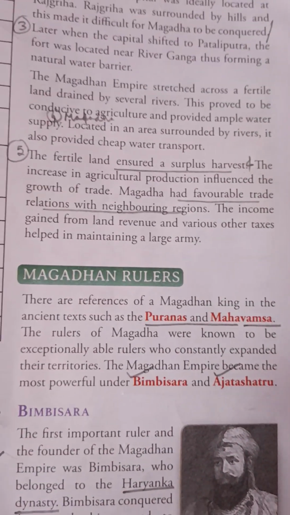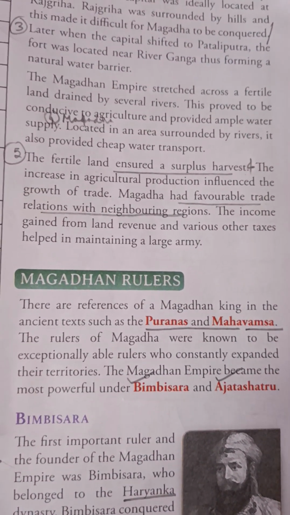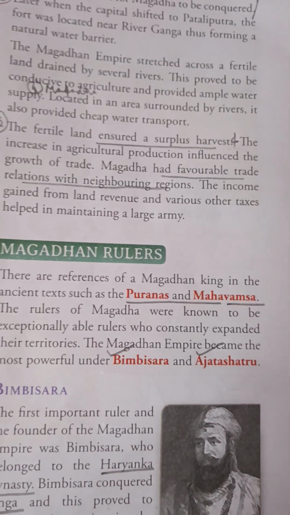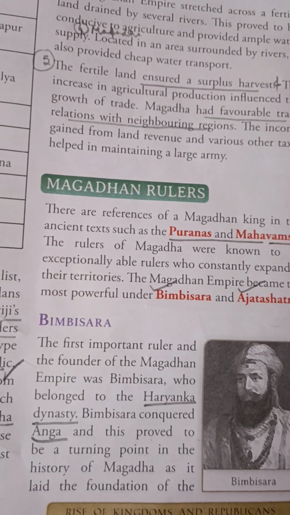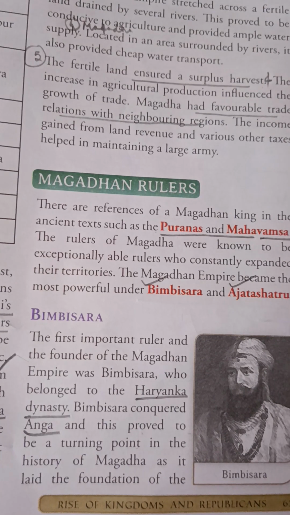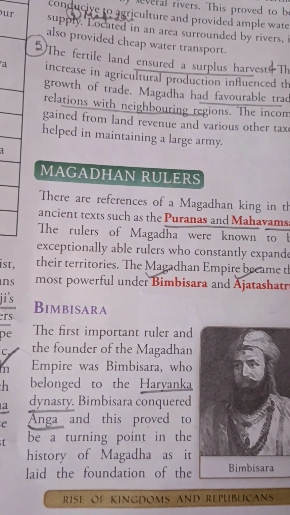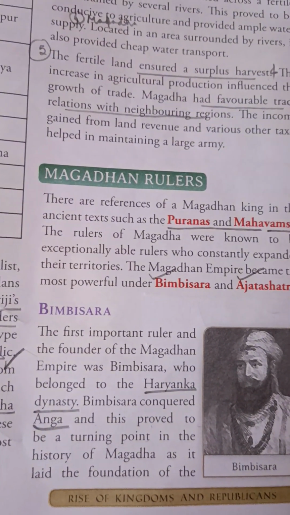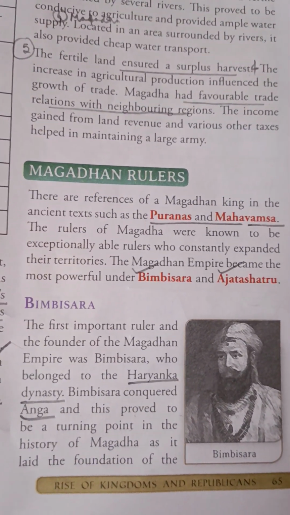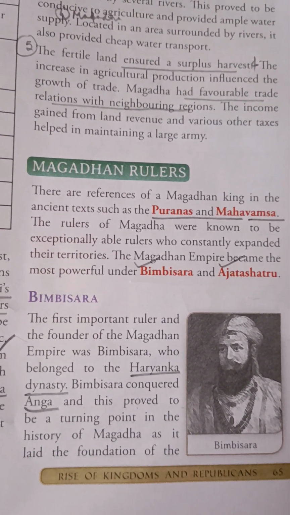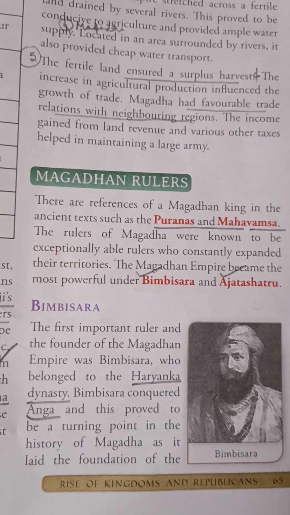Now, who are the rulers? The most influential were Bimbisara and Ajatasattu among others. Now, first of all, Bimbisara. The first important ruler and the founder of the Magadhian Empire was Bimbisara, who belonged to the Haryanka dynasty. Bimbisara conquered Anga, which proved to be a turning point in the history of Magadha as it led to the foundation of the Magadhian Empire.